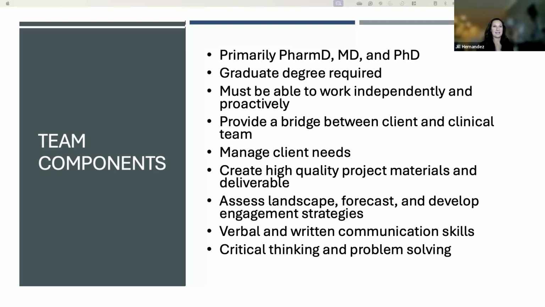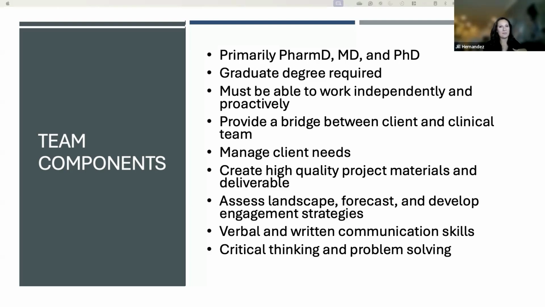We also assess the landscape, which means what else is going on, what other companies are doing in the same disease state, what's already on the market, what's doing well, what's not. We have to forecast and then also develop our strategy to meet the client's needs. Of course, good verbal and written communication skills, critical thinking, and problem solving. So that's the gist of what our team is.